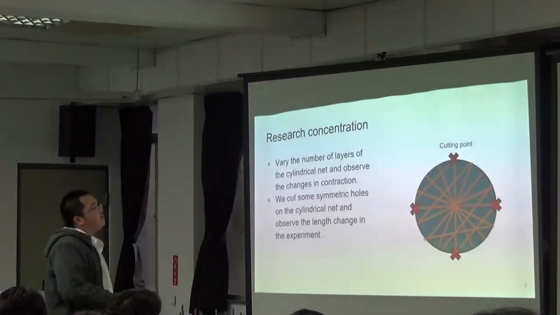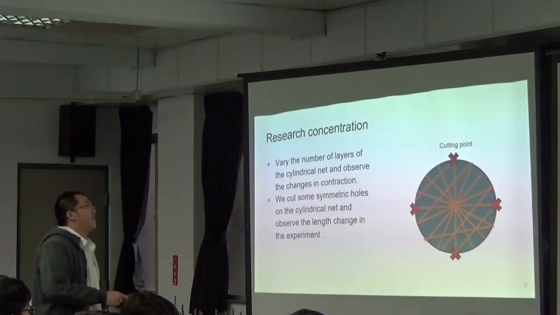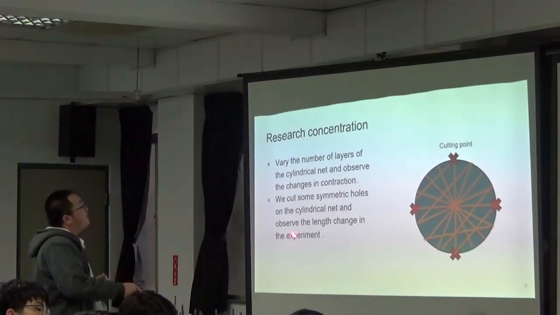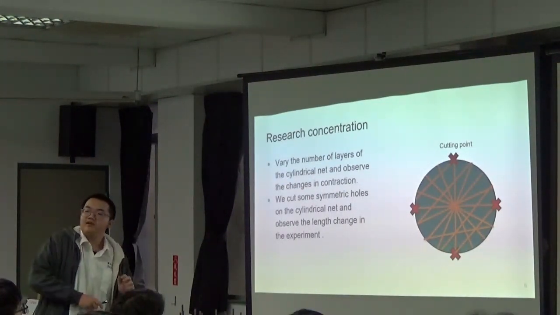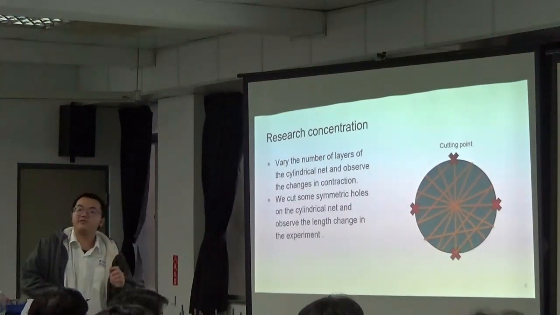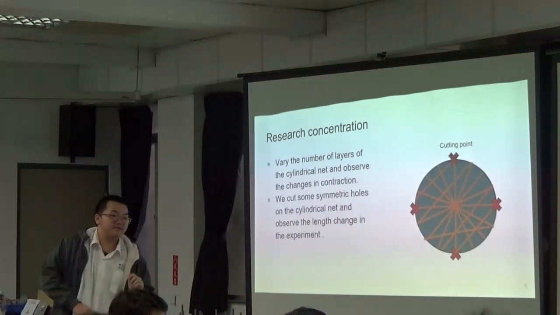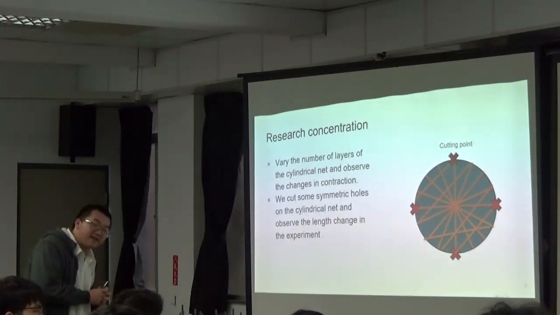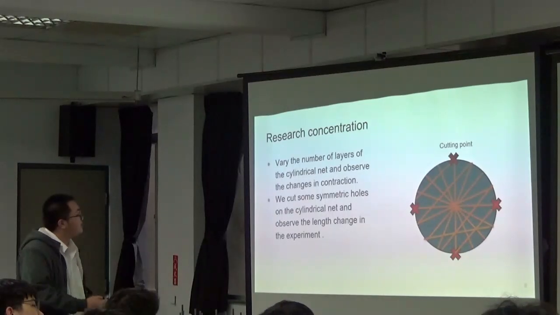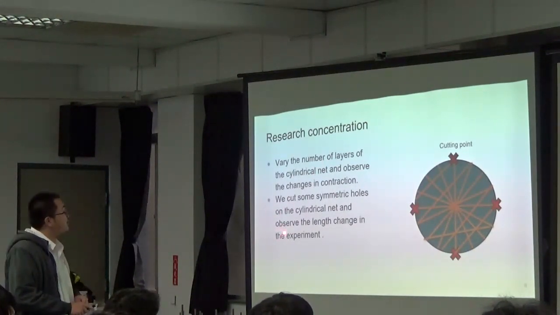So we have two research concentrations in our topic. The first one is the layer of the cylindrical net. What do I mean by layer? In the air muscles, the amount of cylindrical net you wrap on the balloon is uncertain. So we want to see, if I have 1 layer, 2 layers, or 0 layers, what the muscle will look like. And the second part, we want to cut some symmetrical holes on the cylindrical nets.